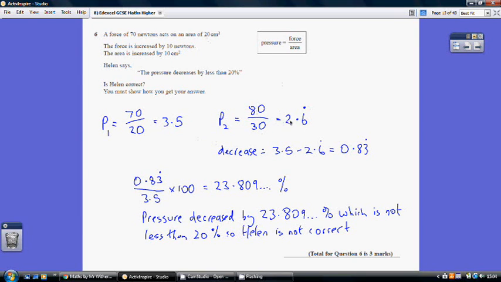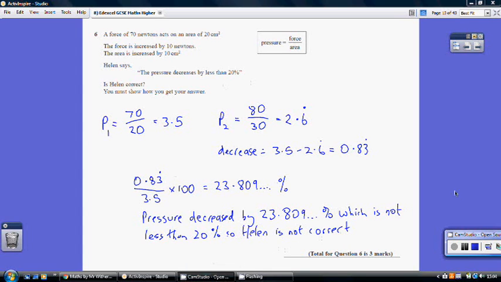So what is our decrease in pressure? Well, if we do 3.5 take away 2.6 recurring, we get a decrease in pressure of 0.83 recurring. So what is the percentage decrease? What is the pressure decrease in percentage terms? So remember, we do the decrease divided by the original amount. So make sure you divide the 0.83 recurring by the original pressure of 3.5 and then multiply this by 100 to give us a percentage, and we get 23.809... So the pressure is decreased by this amount. This is not less than 20%, so Helen is wrong. Helen is not correct.